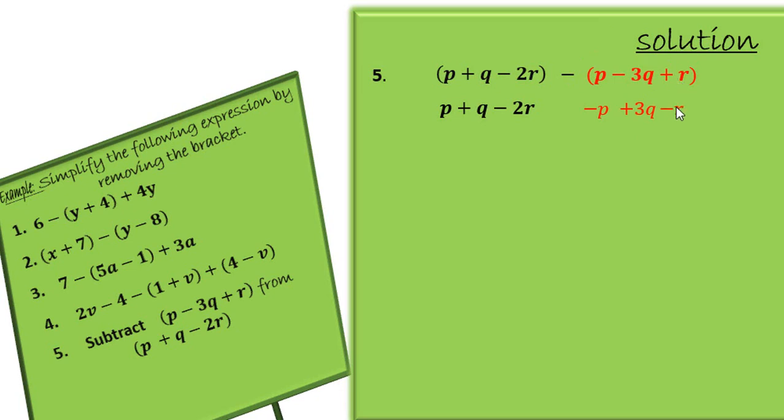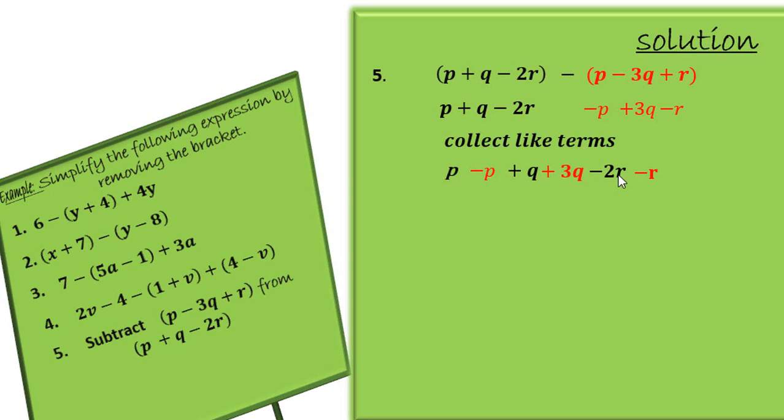So I'm having a p, and another minus p here, and another minus p here, brought together. Now next I'm having a positive q, and a positive 3q here. And I'm having a minus 2r here and another minus r here. Like terms collected: p terms grouped, q terms grouped, and r terms grouped.